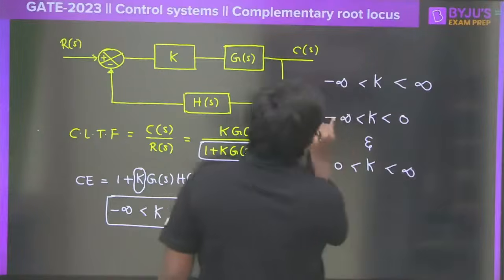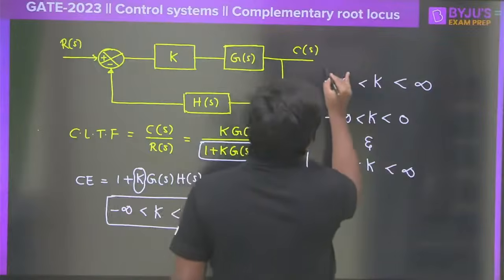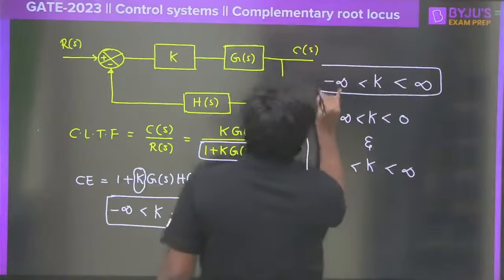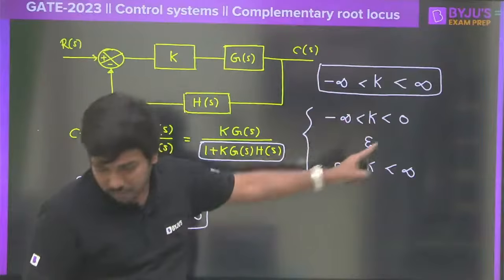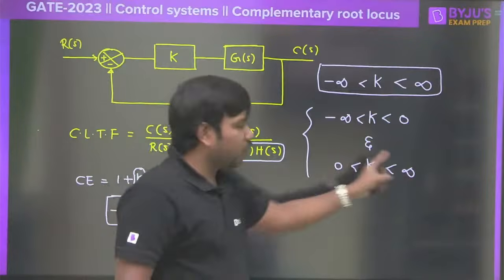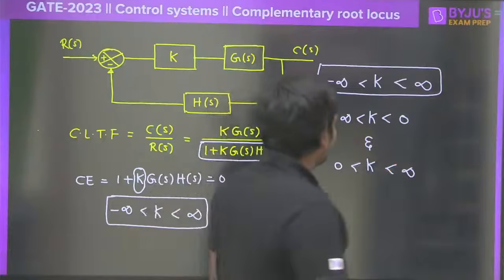Of course, I can break this total interval into two sub-intervals like this. K can vary from minus infinity to 0 as well as 0 to infinity, right? Jeevan, you are absolutely right, no problem. Please mention your comment in the chat box, right?